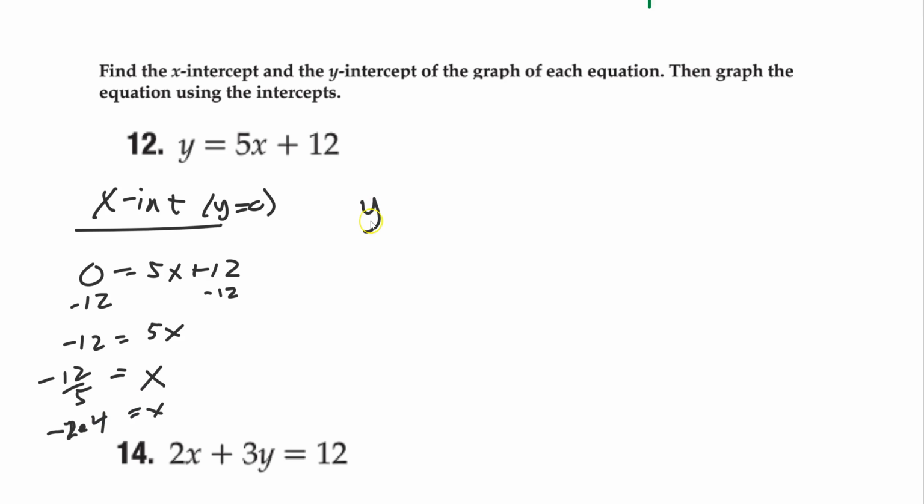Okay. Y-intercepts. Easier one, generally. I'm going to set x equal to 0. It's always opposite. That says x equals 0. So we're going to plug in 0 for x, sub it in.